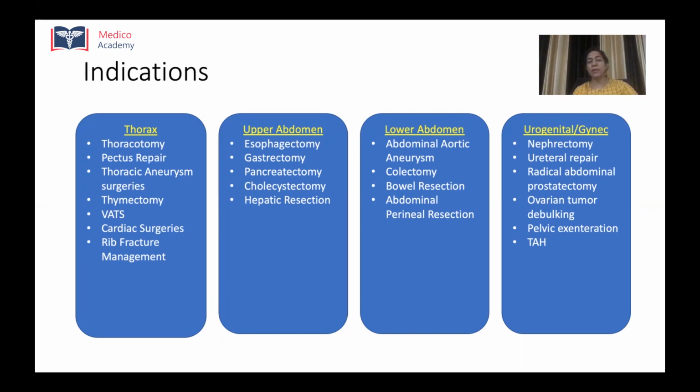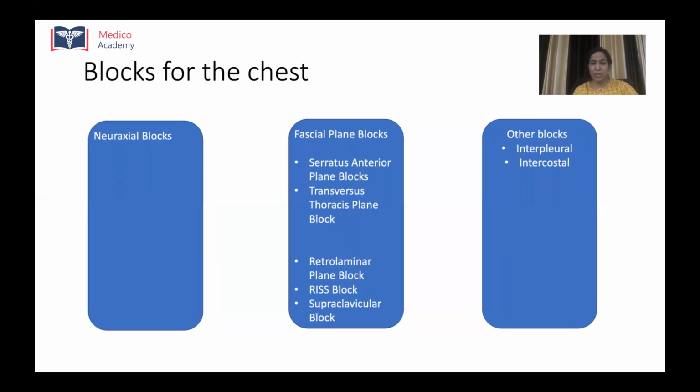Then there can be surgeries on the upper abdomen, like esophagectomies, gastrectomies, pancreatectomies, cholecystectomies, hepatic resections, etc. In the lower abdomen, you employ these blocks in abdominal aortic aneurysm surgeries, colectomies, bowel resections, abdominoperineal resections, urogenital and gynecological surgeries like nephrectomy, ureteral repair, radical prostatectomies, ovarian tumor debulking, pelvic exenterations, total abdominal hysterectomies. All of these may utilize the chest wall blocks.